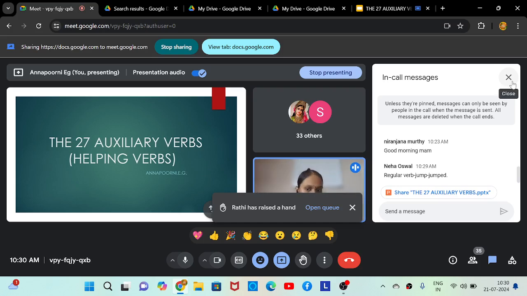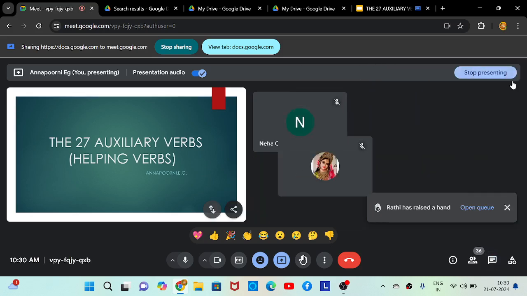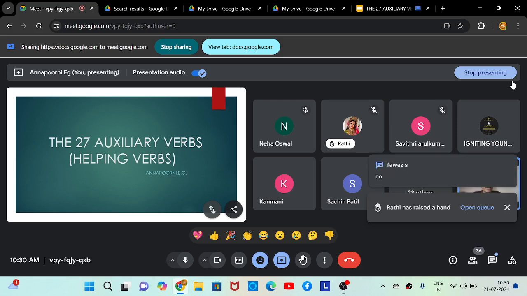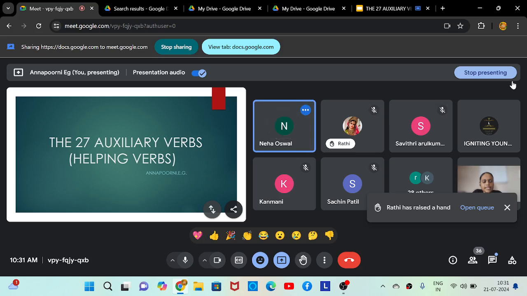How many of you know what helping verbs or auxiliary verbs are? Have you at least heard this word? Yes, ma'am. Okay, so can you just give a small explanation about that? What is meant by a helping verb? What is the meaning of that? Ma'am, can I tell? Yes, Neha.